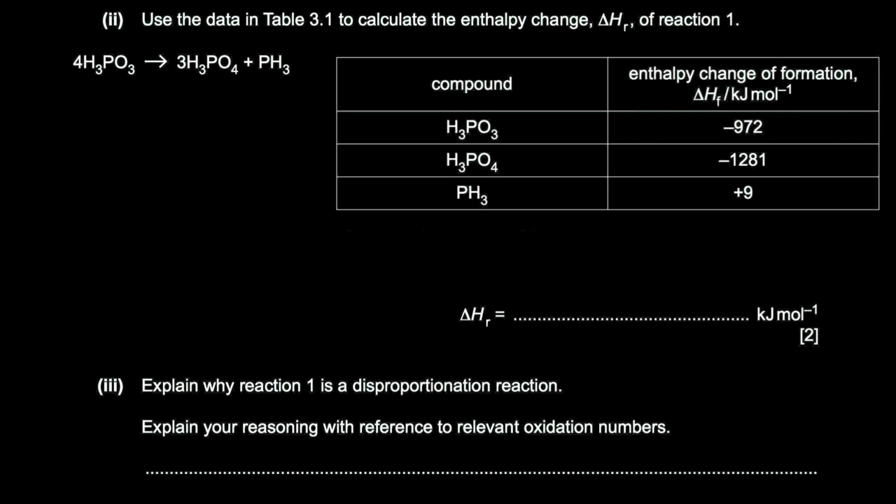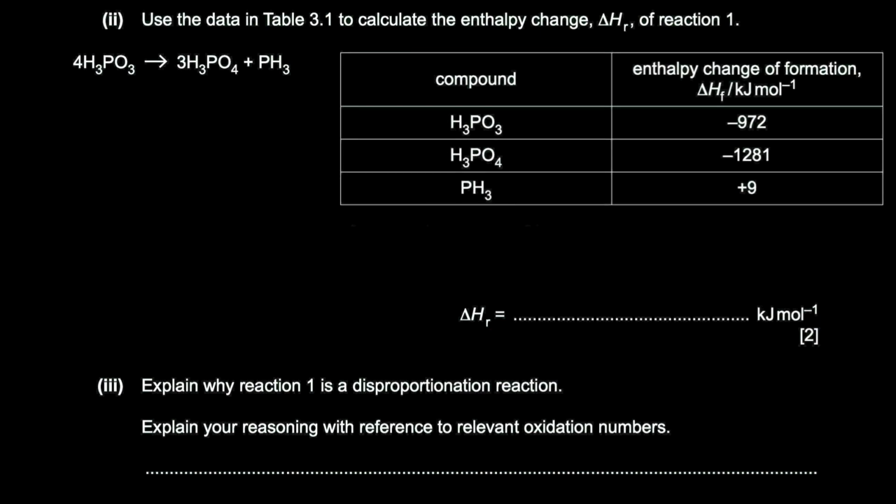Now you should know that the enthalpy change of a reaction is the enthalpy change of formation of products minus the enthalpy change of formation of the reactants. If they've given you enthalpy change of formation data, you can find the enthalpy change of a reaction in terms of the formation of the products and the reactants: formation of products minus formation of reactants.